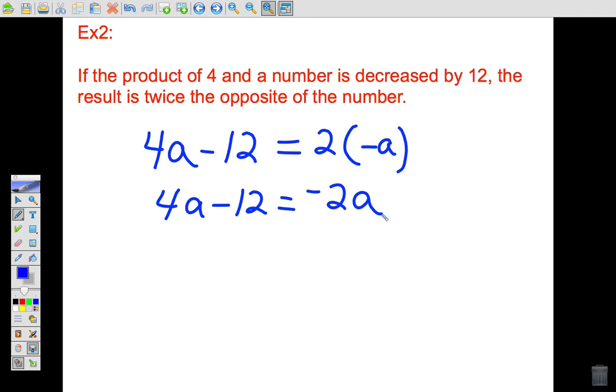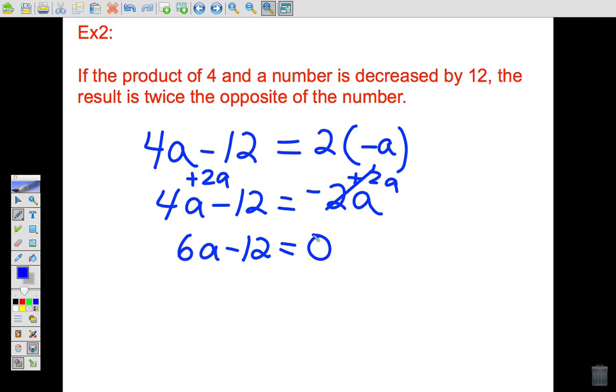Second step, get all the a's on one side. What's smaller, negative 2 or 4? Negative 2. Pick on the negative 2. What could I add or subtract to a negative 2 to cancel it? 2, but positive. Add 2a. So 4a plus 2a is 6a minus 12. What's left over here? Negative 2 plus 2 is nothing. What's a negative 2 plus 2? 0. Okay, now you finish it.